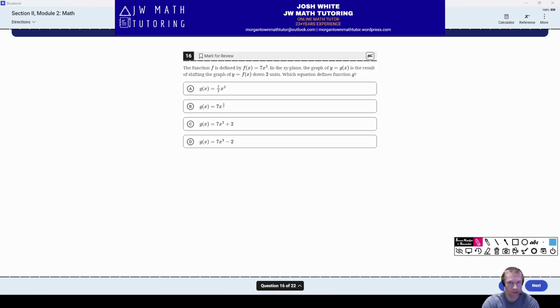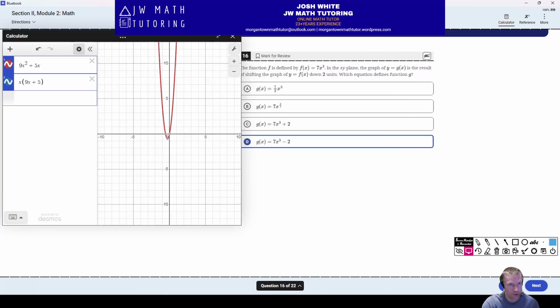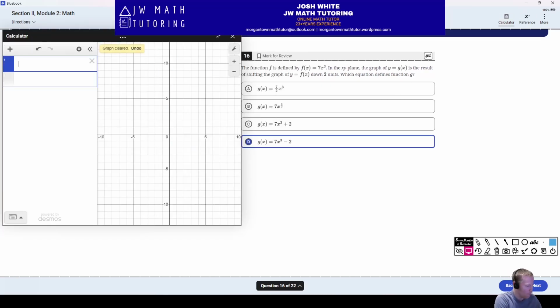Next up, number 16. Here you have a polynomial, technically a cubic polynomial, and then you shift it down 2 units. Which equation defines this function? So the correct answer for this one is going to be letter G, because we're taking this original function and subtracting 2 units from it to represent the shift down. But an alternate way you could do this is you could just go to Desmos.